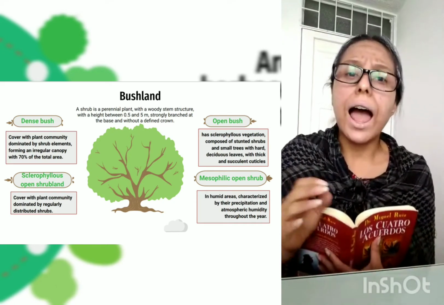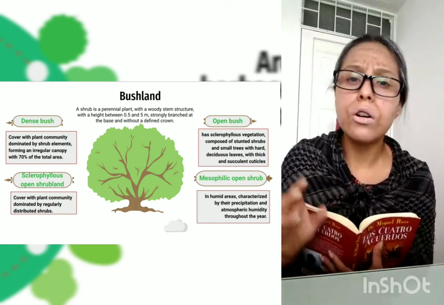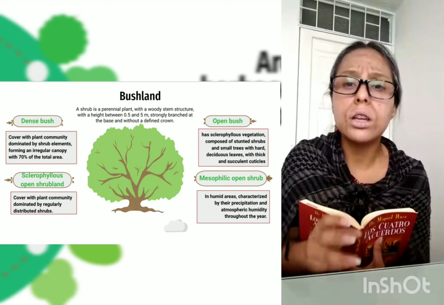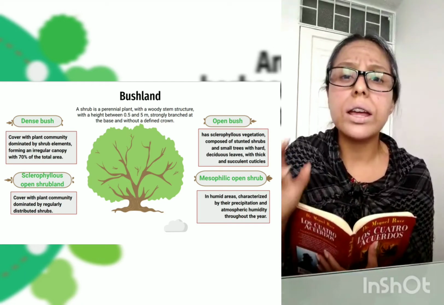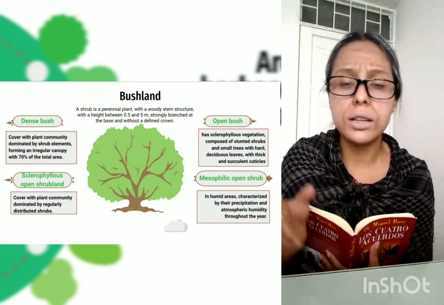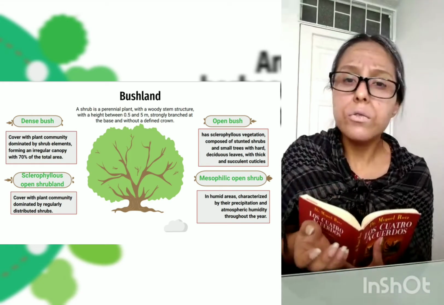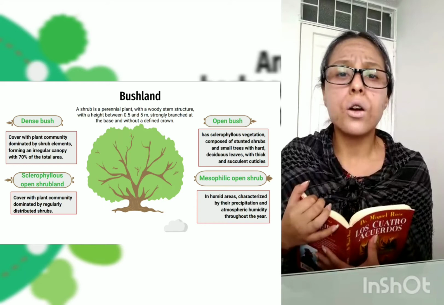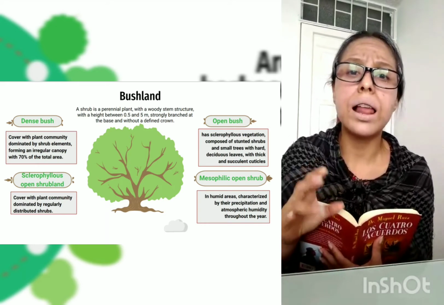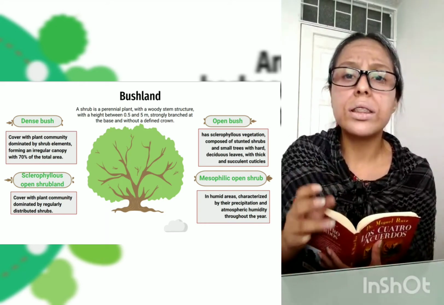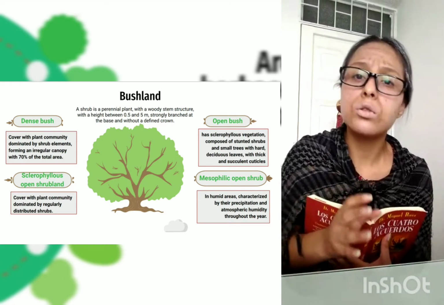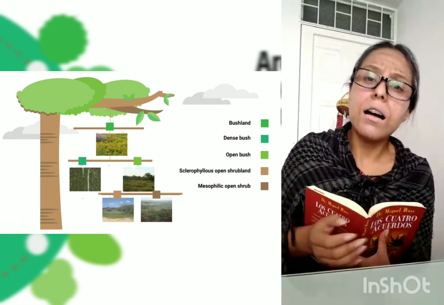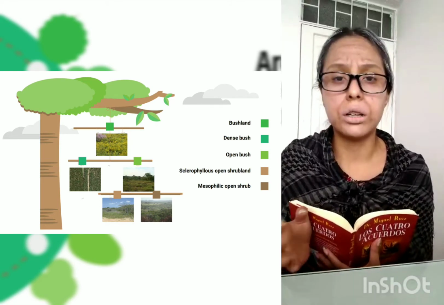The dense bushland has an irregular canopy with more than 70% of area, and the open bushland has a discontinuous canopy with cover of 30 to 70% of area. Sclerophyllous open bushland has stony shrubs and small trees with hard sticks like cacti. As for the open mesophilic bushland, it has stunted shrubs and small trees from humid areas. And here are photos of this family.